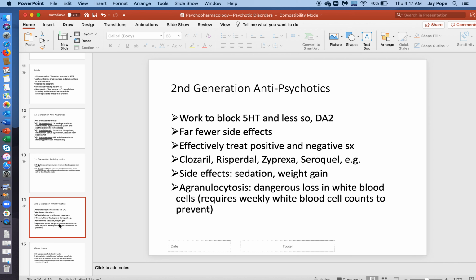Other side effects include sedation and weight gain, and the most dangerous side effect is agranulocytosis. This is a dangerous loss in one's white blood cell count, which requires constant monitoring to make sure that those cells don't drop to dangerous levels. Of course, you need your white blood cells for your immune system health. And agranulocytosis can happen with the first generation of drugs or the second generation of drugs, but like I said, they're more common in the second generation.